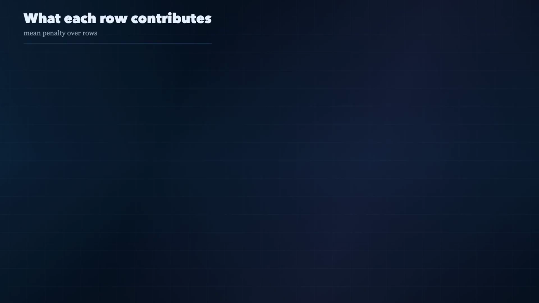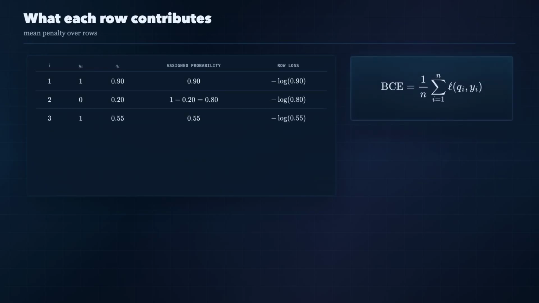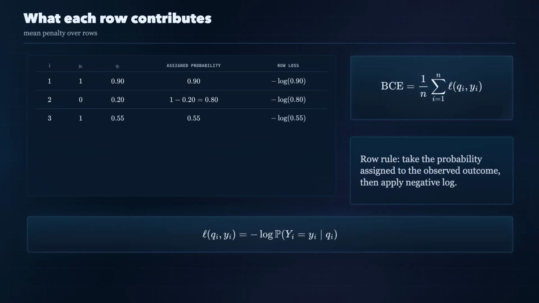At the row level, the rule is simple. Look at what happened. Take the probability assigned to that outcome. Apply negative log. Then average these row losses over the data set.